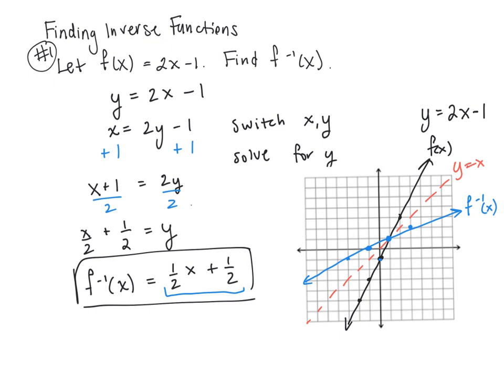Now, I notice with both of these, with my original function, f of x, the domain and range was all real numbers, since this is a line. And that's also true for the inverse. So this is true for f and f inverse. They both have domains and ranges of all real numbers. So let's do another example where the domain and range is not all real numbers.